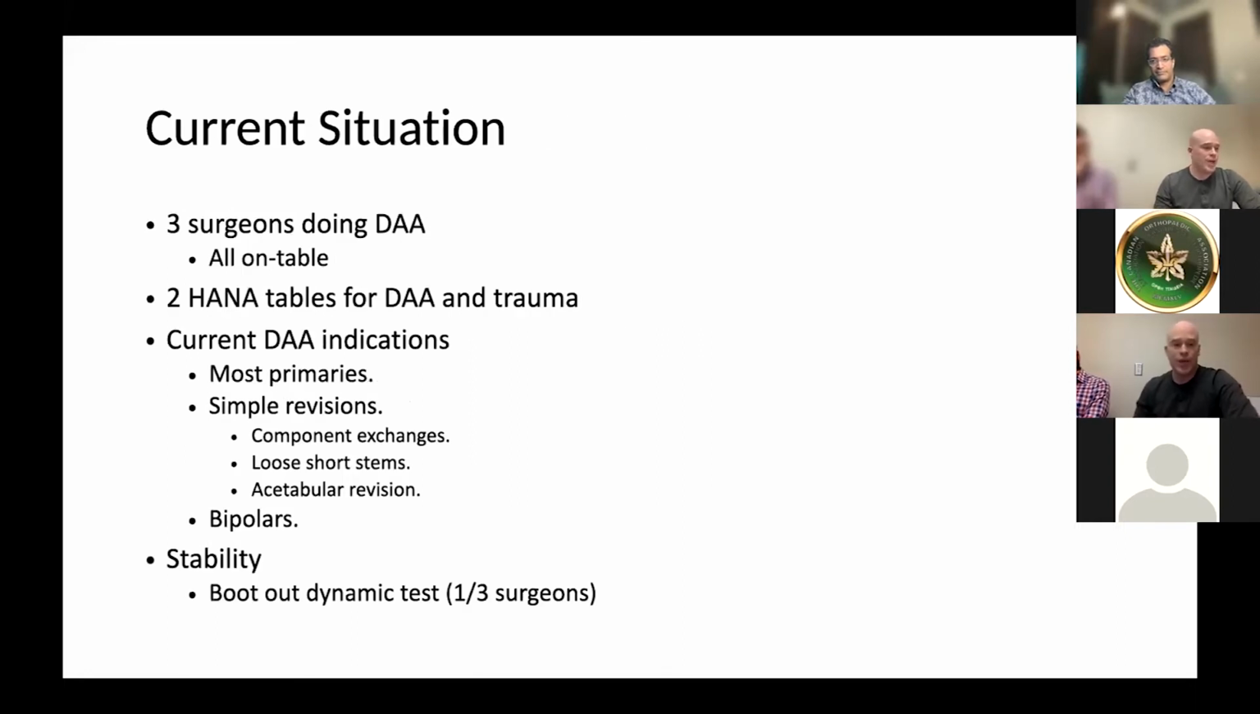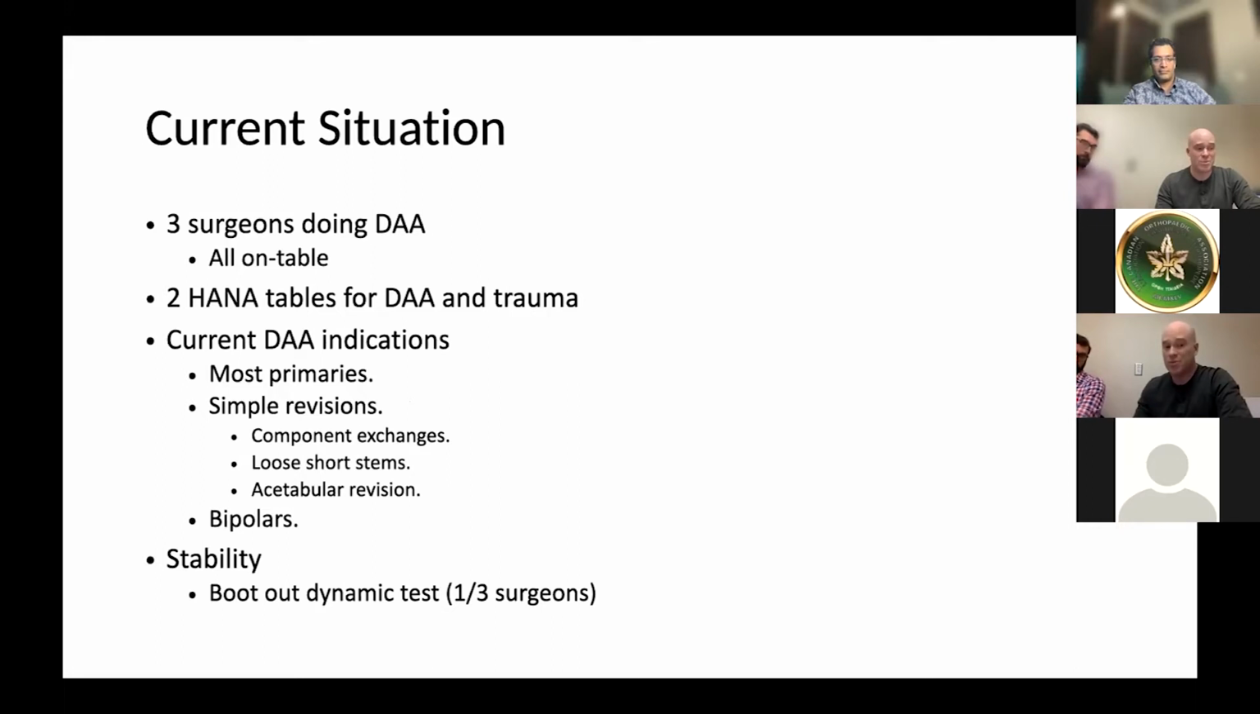So our current situation here, we have 3 surgeons doing DA hip replacements in Kelowna now: Steve, myself, and Dr. Kurtz. We all use the Hana table for it, so none of us are using a standard operating table at this point. As it was successful and there was enthusiasm for it locally, we had a second donor willing to purchase a DA table for the hospital.